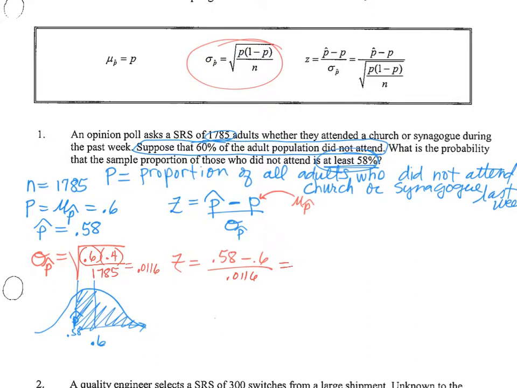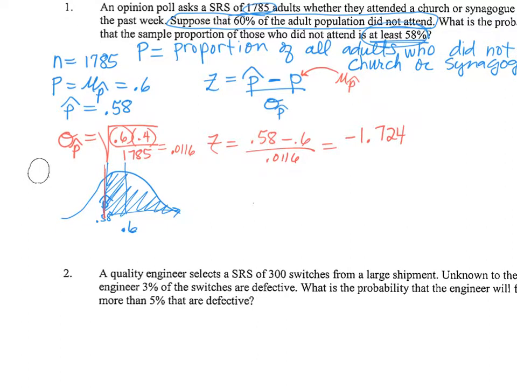And so therefore, my z-score is negative 1.742, I think. Or 24. I can't remember which one it is. Is it 24? Okay. So there's our z-score. Let's talk about it. Is it reasonable that this P hat is at a negative z-score? Yes. Why? Because it's below the mean, to the left of the mean, so it's a negative z-score.